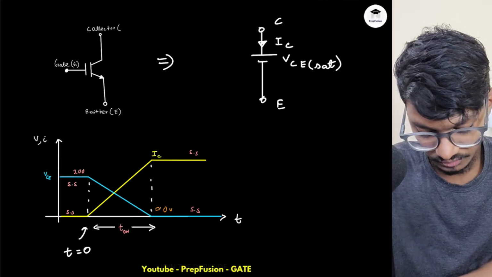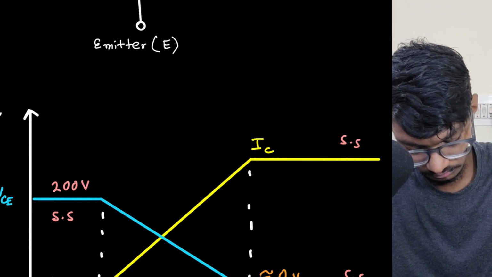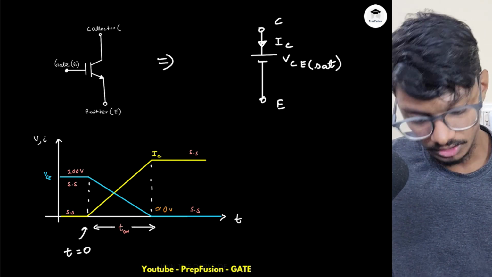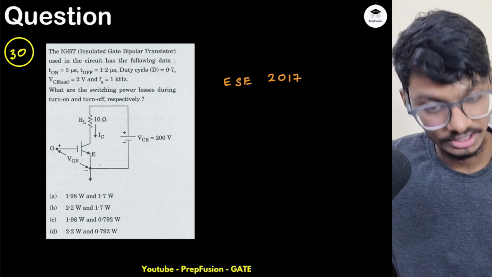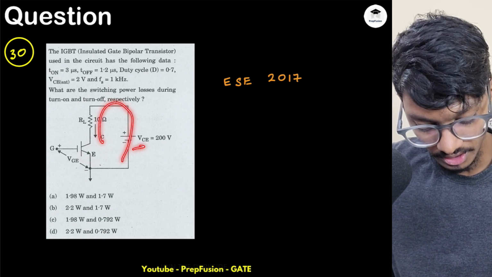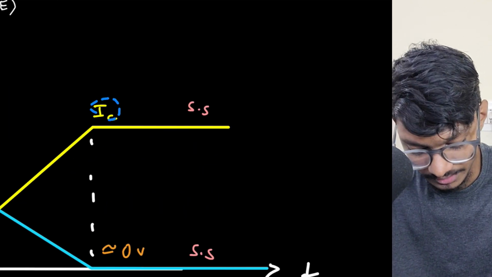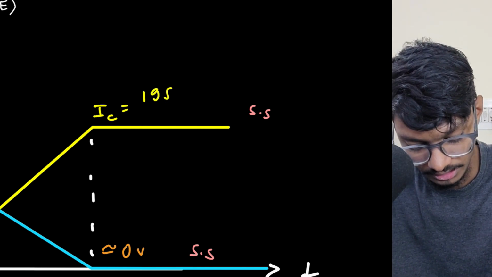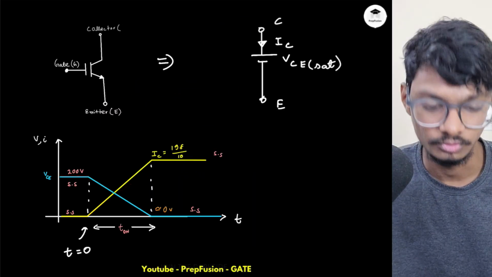Next, what about the current? Current is a different thing. Current starts from 0 because the switch is off initially, and then it turns on. When it totally turns on, VCE SAT is 2 volts, and the current that will flow is 200 minus 2 divided by 10, so 198 by 10. Then it will reach steady state and the current will not increase any further. So current from 0 goes to 198 by 10, and voltage from 200 volts goes to 0.